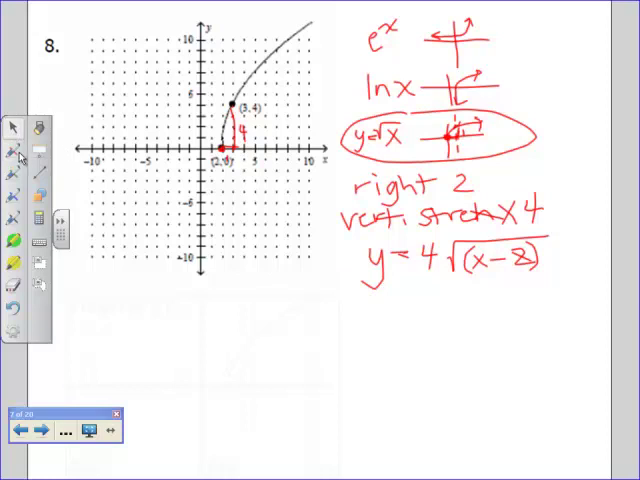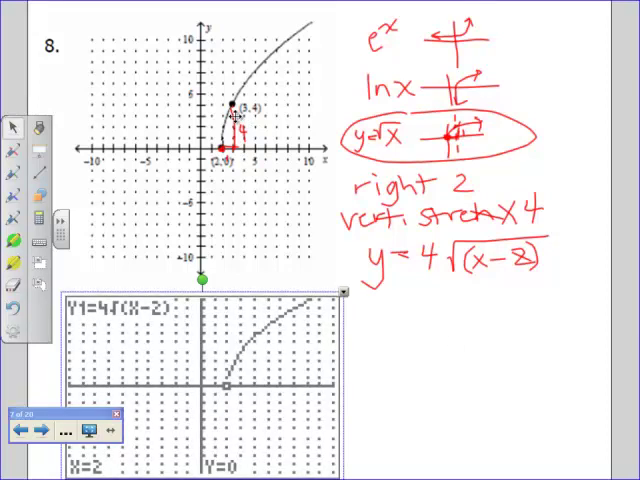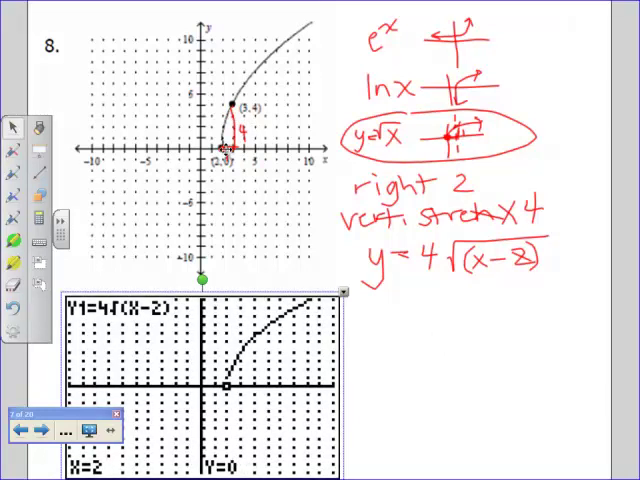Take a second and graph it in your calculator. You should get a graph that looks the same as what we were originally given. You have the point at 2, 0, just like our starting point. And if you look at 3, 1, 2, 3, 4, you have a point just like here at 3, 4.